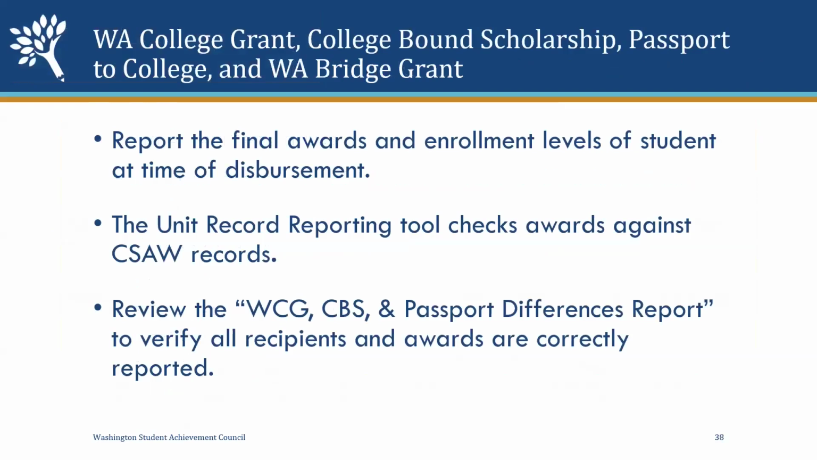We want you to report the final awards and enrollment levels of students at the time of disbursement. So the unit record reporting tool checks awards against the CCSAW records. So there are some comparisons taking place when you submit your unit record. Again, make sure you review the differences reports, because they identify all the recipients and that the awards are correctly reported. You can see at a glance if there is some discrepant information. So really use those reports.